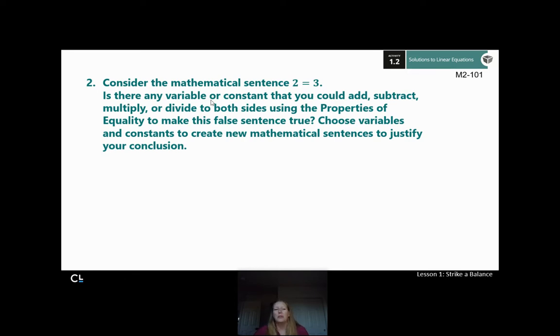Is there any variable or constant you could add, subtract, multiply, or divide to both sides using the properties of equality to make this false sentence true? We know this is false. Can you use the properties of equality to make it true? Again, choose variables and constants to create new mathematical sentences to justify your conclusion. Play around with that. Go ahead and hit pause, jot down your thoughts, and then hit play when you're ready to check your work.